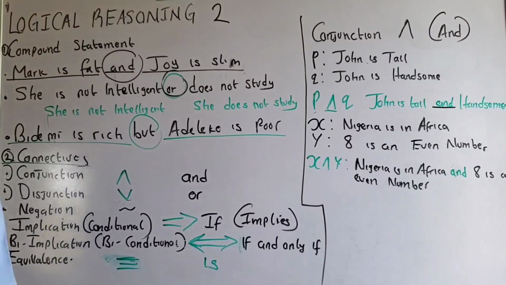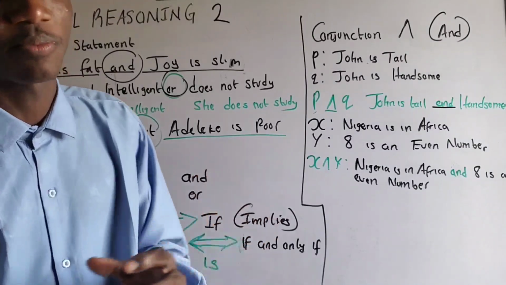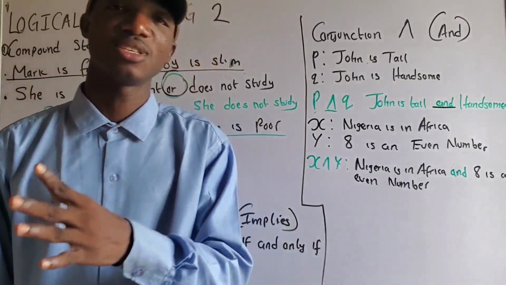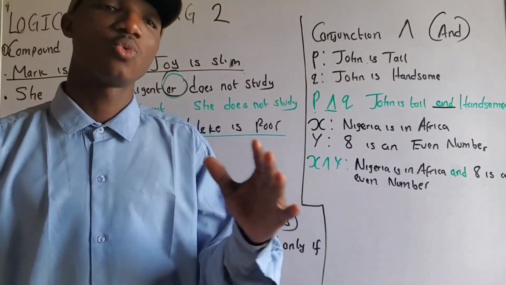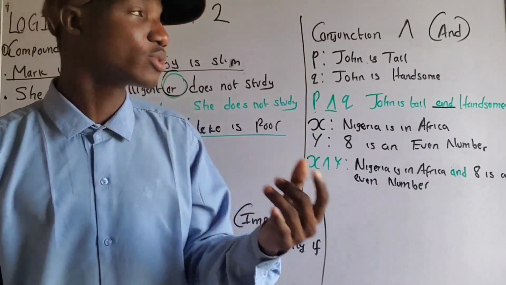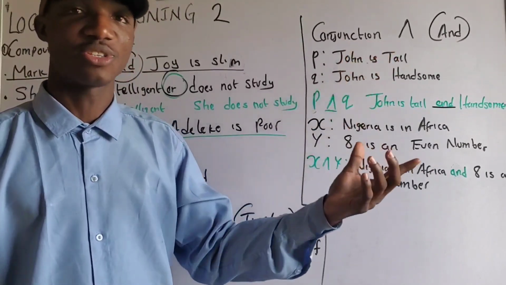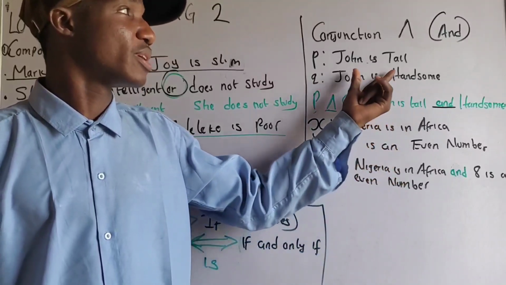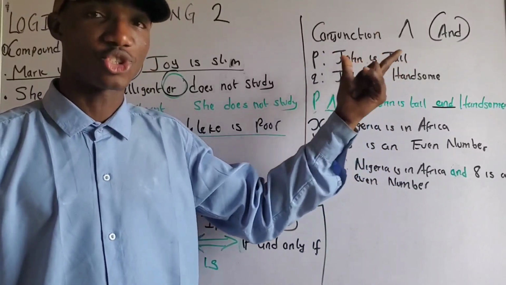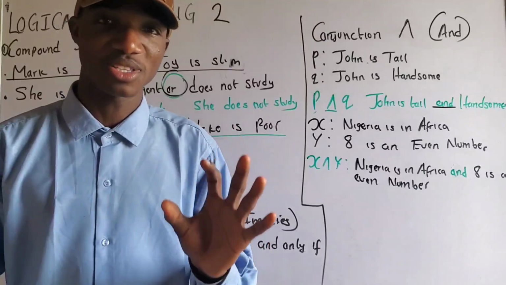Listen, it's simple. I told you that a truth table is just a table that is used to represent the relationship that exists between the truth values of the statements that you are given. So we want to talk about the truth table for conjunction. That is, when we have a compound statement that involves conjunction, how will the truth table look like? Just pay attention. It's simple.